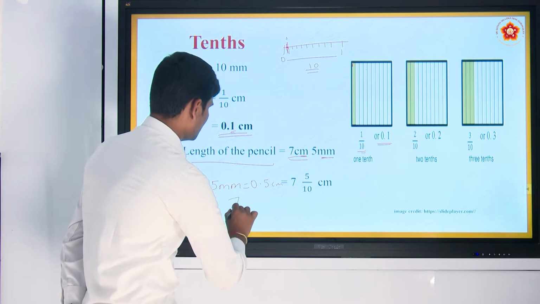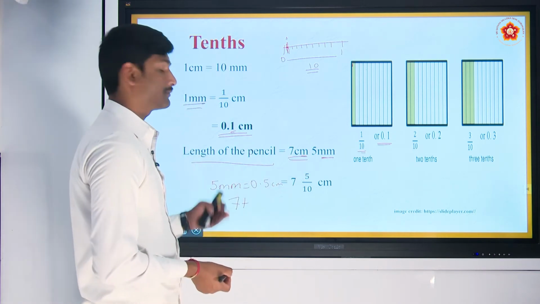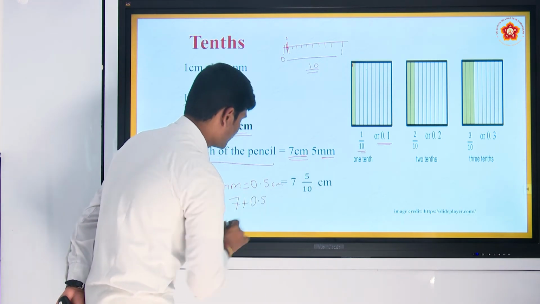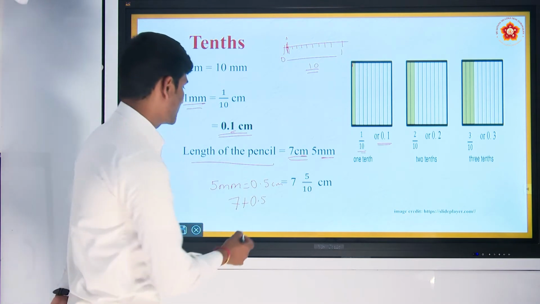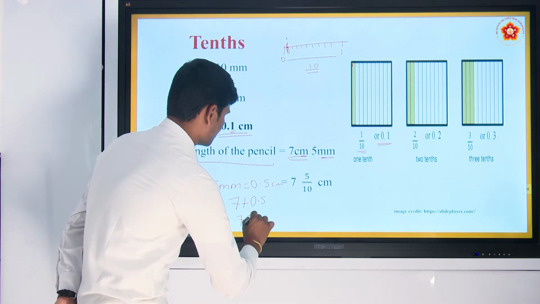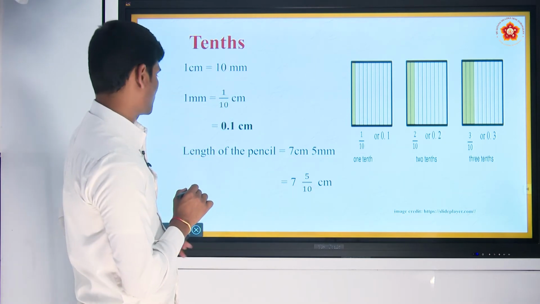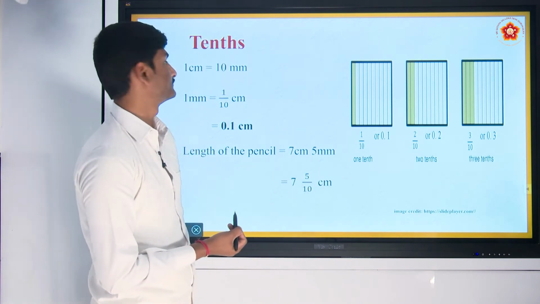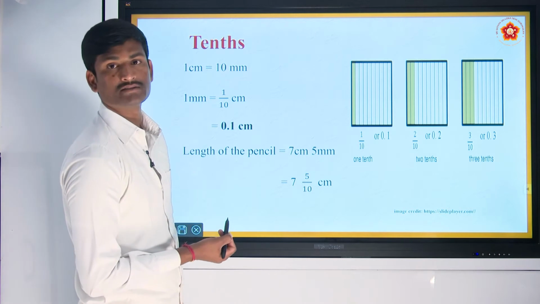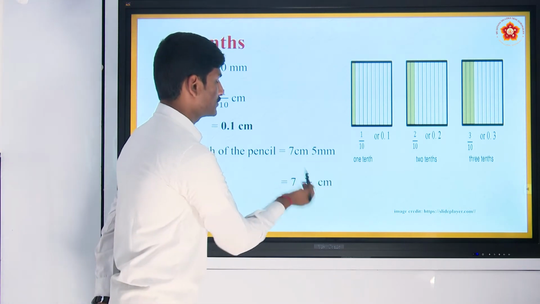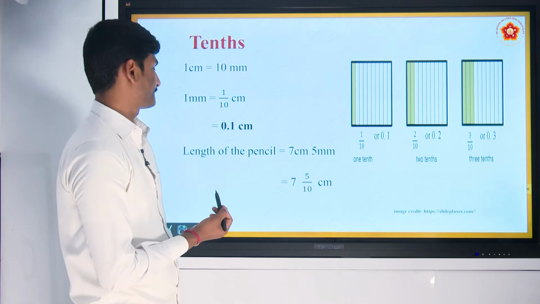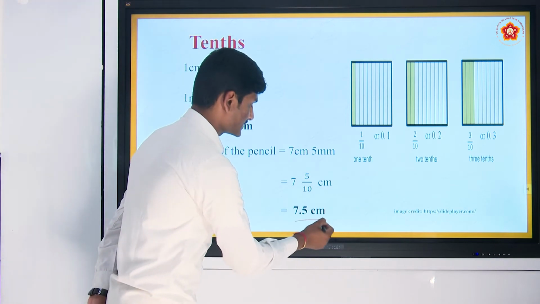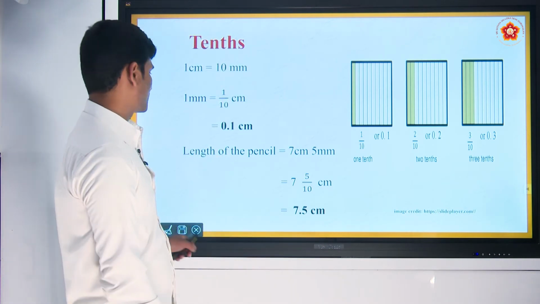Then 7 centimeter, 7 is the whole number part. 7 plus 5 millimeter. How to write it? 5 millimeter is 0.5 centimeter. 7 plus 0.5 is 7.5 centimeter. Okay. Here 7 is the same. 5 millimeter means 5 by 10. Like that, 1 millimeter is equal to 1 by 10 centimeter. 5 millimeter is equal to 5 by 10 centimeter. Here 7 plus 0.5 means 7.5 centimeter. Okay.